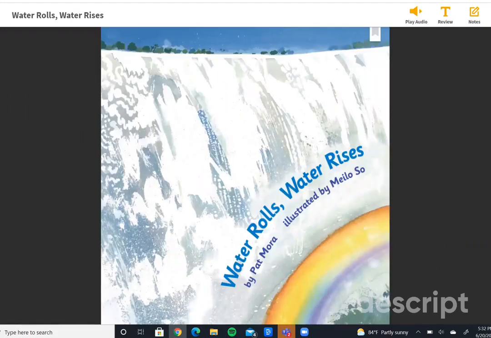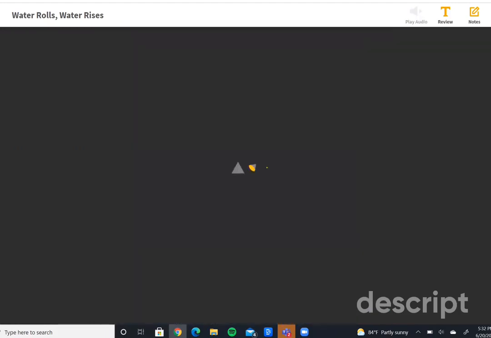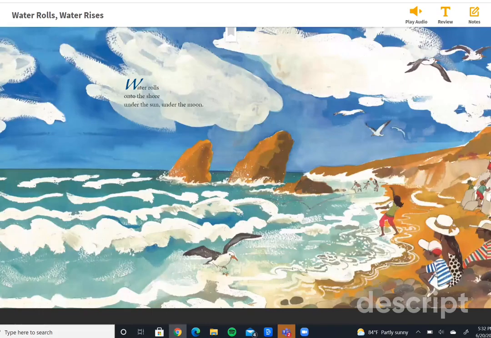called Water Rolls, Water Rises. We may have seen this before. As a matter of fact, I'm sure some of us have because we've touched on this earlier this year. And so let's think about what this text is mostly about. The title is Water Rolls, Water Rises. So I'm imagining again that this text that we've looked at tells us about some of the things that happen with water.